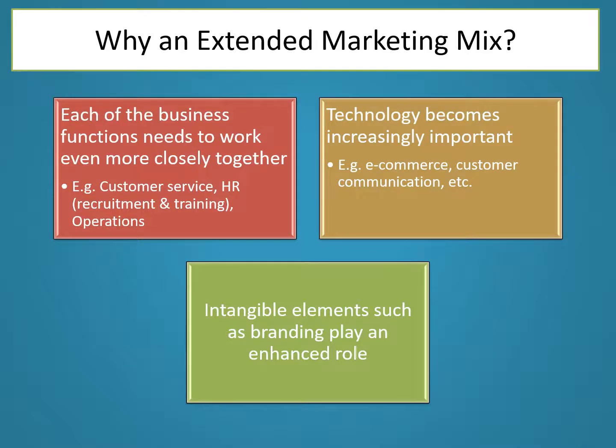So why do we have the extended mix? Like I said, we've got the 4 Ps, which are the original marketing mix. Then the extended mix is simply put so that each of the business functions can work more closely together. So we can see where customer service, HR, so recruitment and training, and any kind of operations comes into play as part of the marketing mix, because it is something that does need to be thought of. Then we've got technology becoming increasingly more important, so customer communication, how you actually sell the product online, and then intangible elements, so branding, and how that would actually be utilized as well.